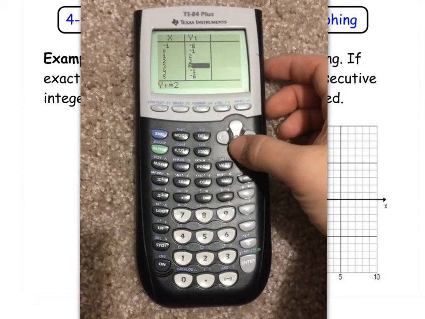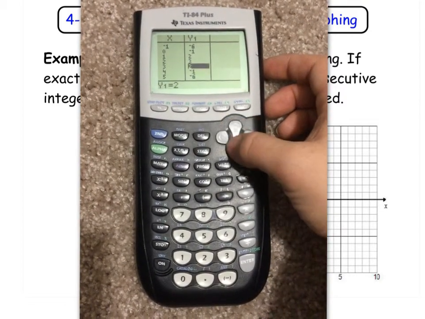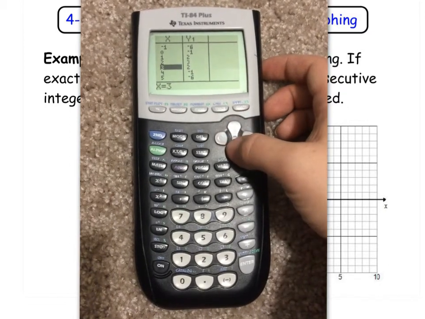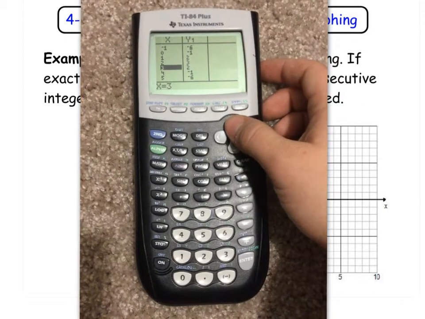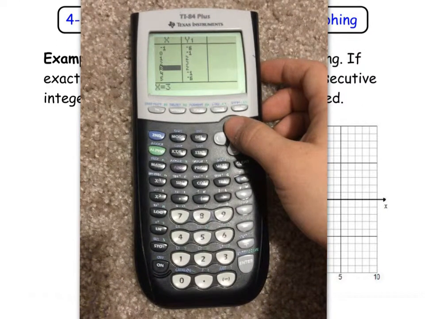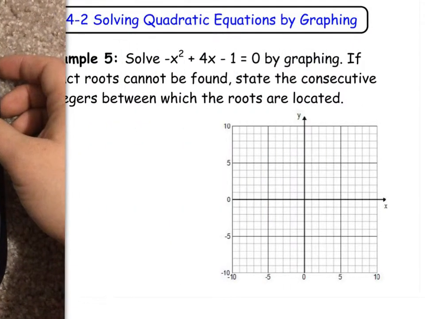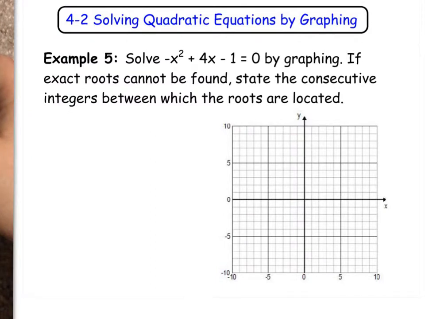That happens again here because it's 2 to negative 1. There had to be a 0 in between here. So the x-intercept's in between 3 and 4. So this is what we're going to put for our answer. State the consecutive integers it's between. So we can say between 0 and 1, and then between 3 and 4.